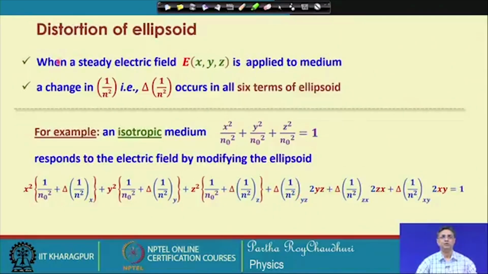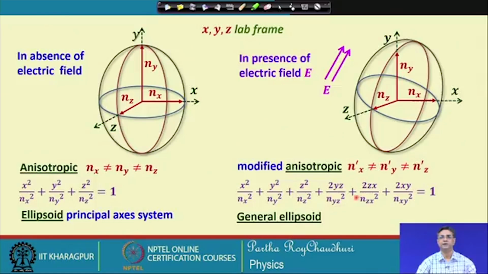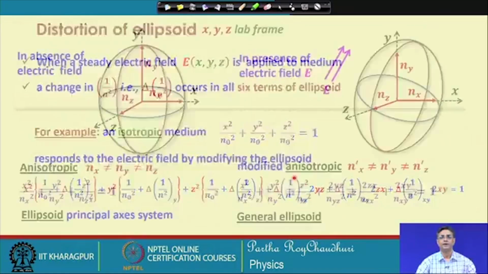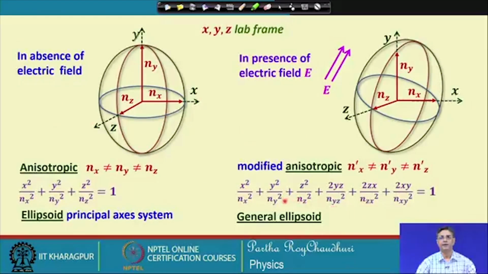Okay, the distortion of the ellipsoid: when a steady electric field is applied to the medium, there is a change in the 1/n² term, that is, the change will be represented by delta(1/n²), that occurs in all 6 terms of the ellipsoid. Look at this, you have all 6 terms. Everywhere there may be a change in the property of 1/n_x², 1/n_y², 1/n_z².